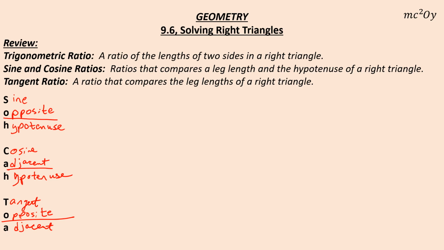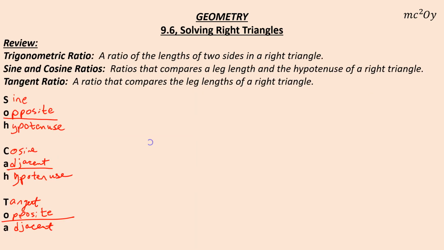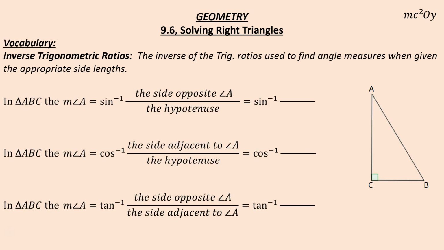Okay, and so remembering those, it allows us to then think about some angle measures. Now these ratios right here help you to find side lengths. It compares lengths of legs. What we're going to do is talk about how to find angle measures. The inverse trig ratios are the inverse of the trig ratios used to find angle measures. So for instance, if I didn't know angle A, let's say I have angle A here. This is the opposite of A. This is the adjacent to A, and this is the hypotenuse.